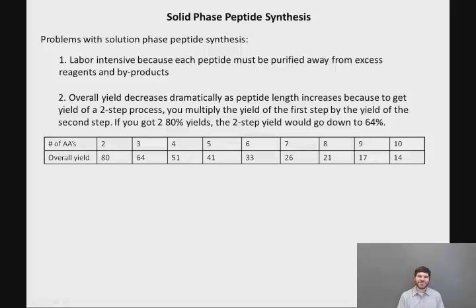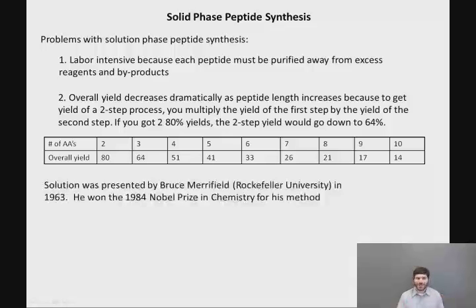So extending this further, if you go up to a 10 amino acid peptide, and you get 80% yield from every reaction, and you should know from doing some lab work that an 80% yield is a pretty good yield for organic reactions, you're now down to a 14% overall yield, which is just not that great.